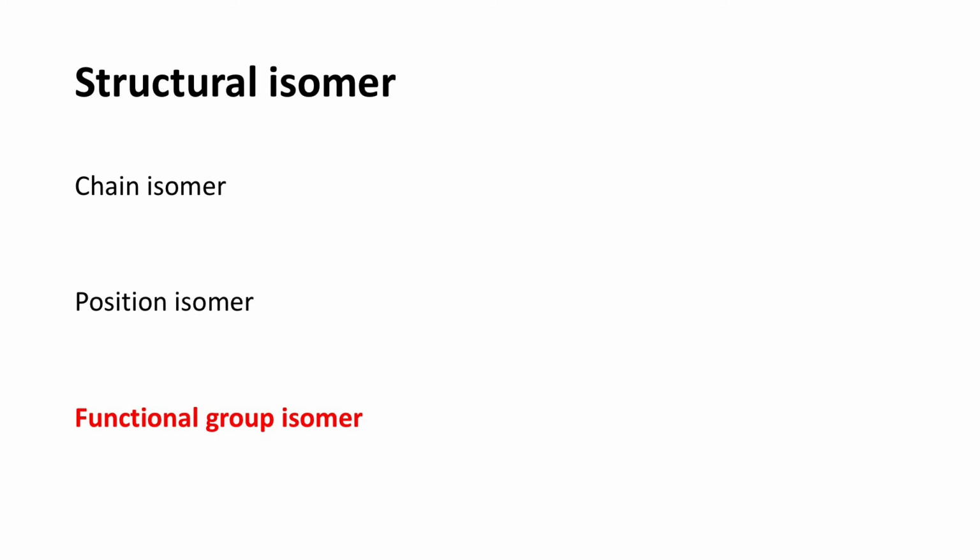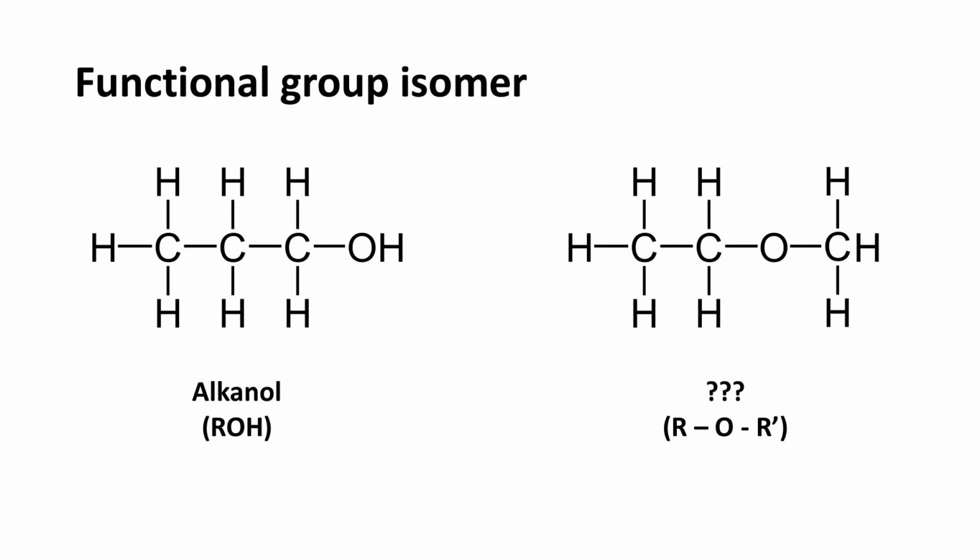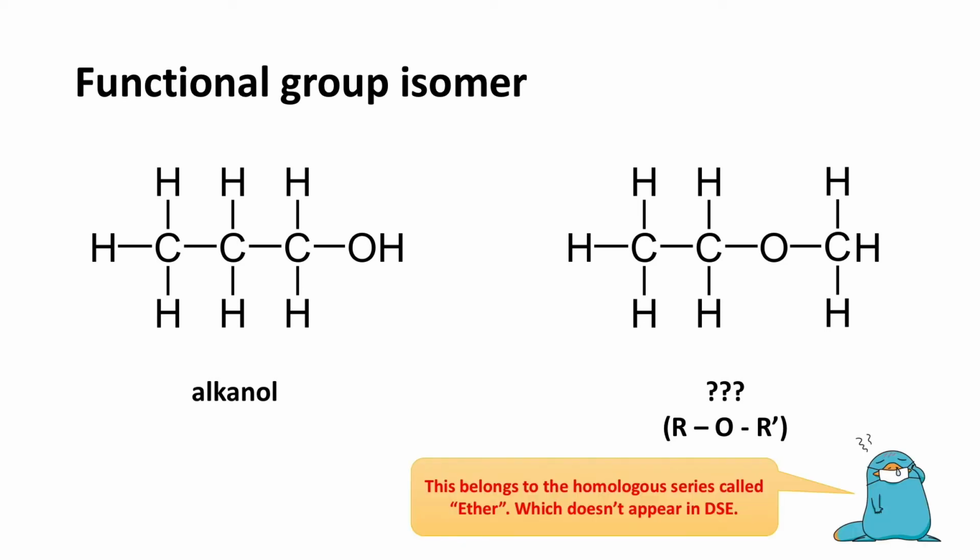The last structural isomer is functional group isomer, where the molecules belong to different homologous series. Here it shows the left one is aldehyde, ending with -al, while the right one is ketone, ending with -one. Another example is the left one is alcohol or alkanol, while we have no idea what the right one is. Actually, this is called ether, which is not included in the DSE.